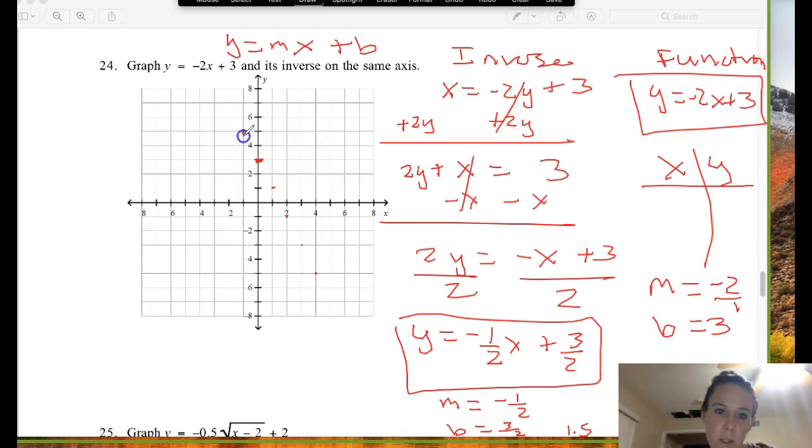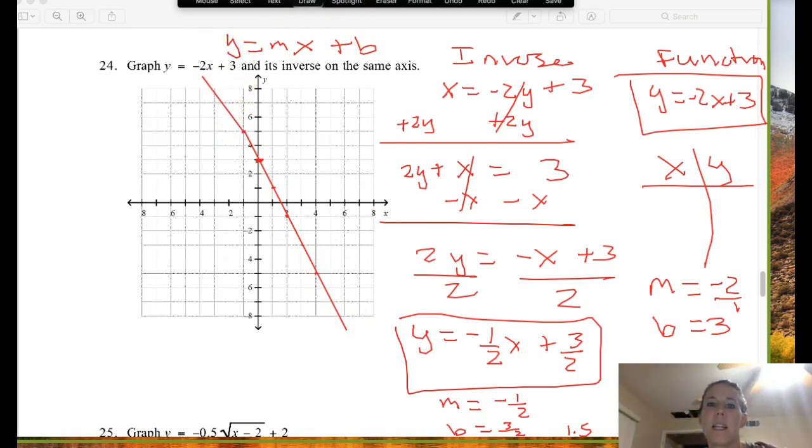All right, so let's go ahead and draw a line through there. And no, that is not a good line. Let's try that again. Let's do this guy through here. All right, there's a line.